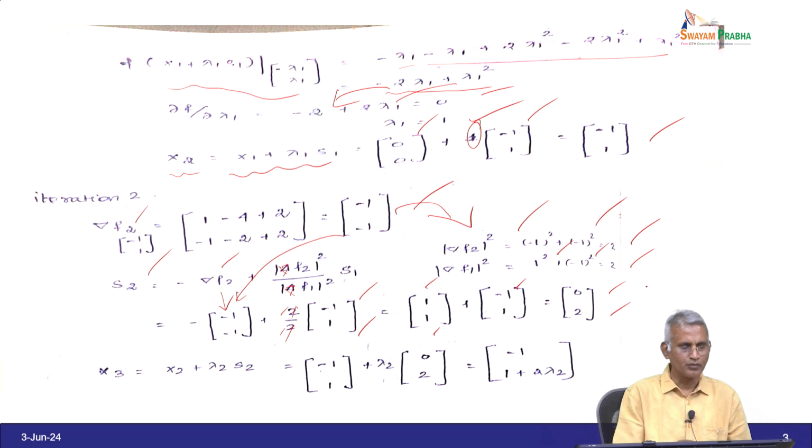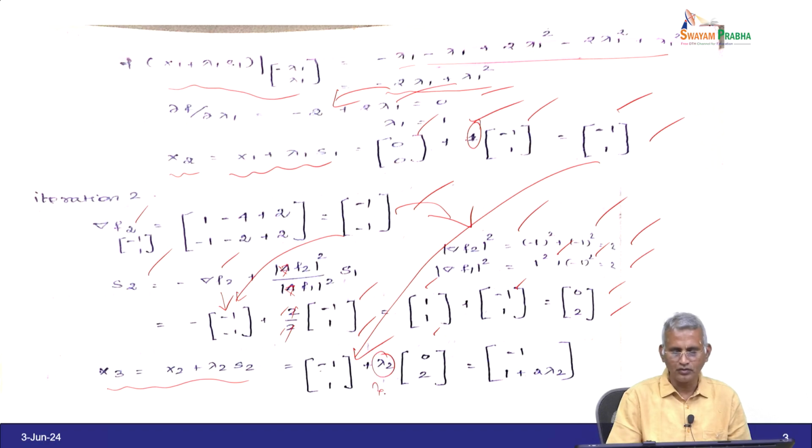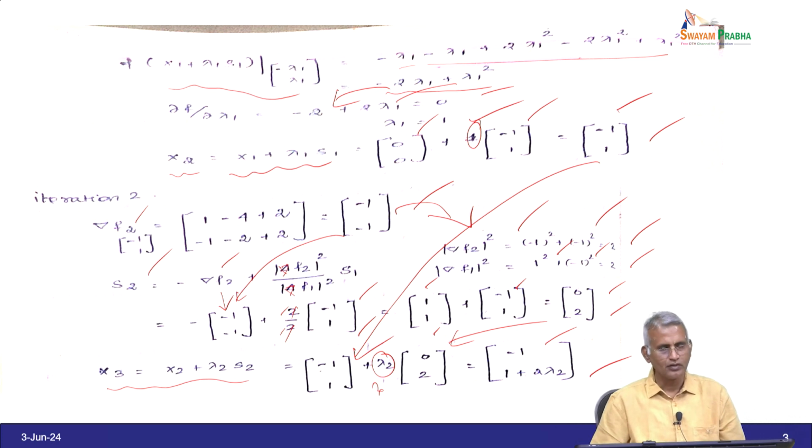So, we can proceed to x3 equal to x2 plus lambda 2 into s2. x2 we already got as minus 1 comma 1. Substitute: lambda 2 we do not know, and s2 we just now got as 0 comma 2. So the first entry is minus 1, and the second row is 1 plus 2 lambda 2. Once you have x3, based on this we have to find lambda 2.